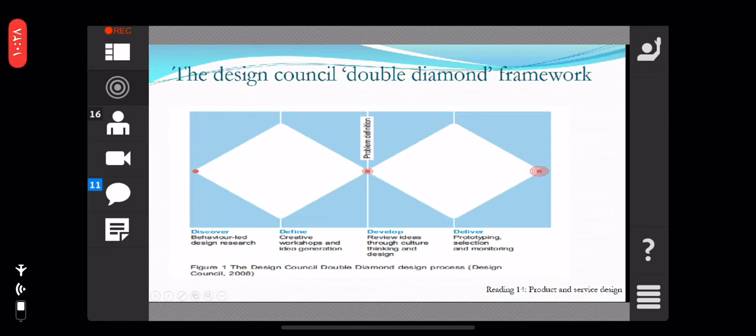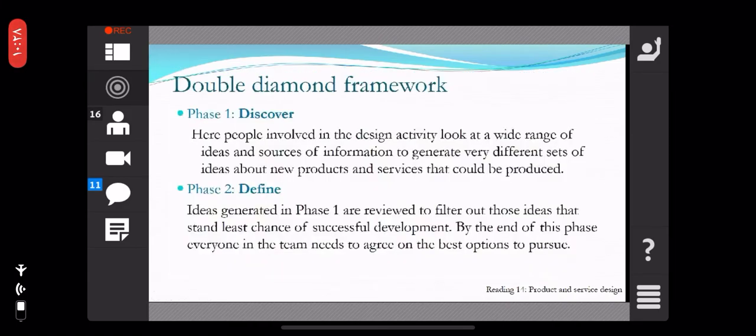Now, what is discover, define, develop, and deliver? Discover is basically behavioral lead design research. Define: creative workshops and idea generation. Develop: review ideas through culture, thinking, and design. Deliver: prototyping, selection, and monitoring.